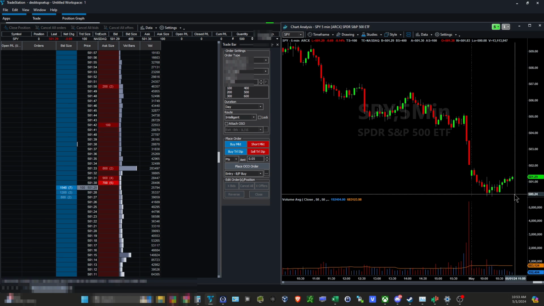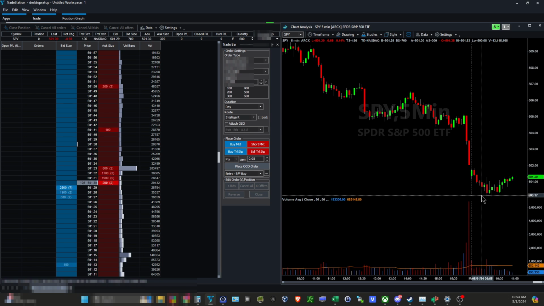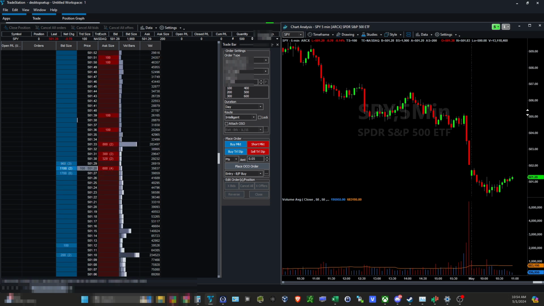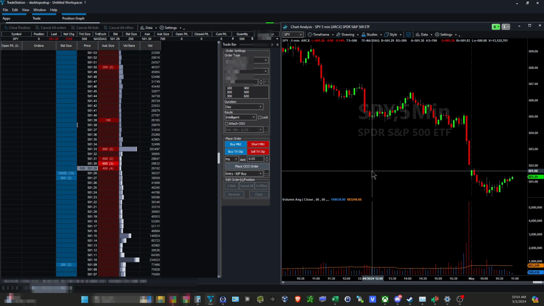Would I like to see a double bottom or a higher low? Yeah, I'd love to see that. Am I going to get that? Probably not. It'll probably do something stupid like do nothing until 2 o'clock, but whatever.